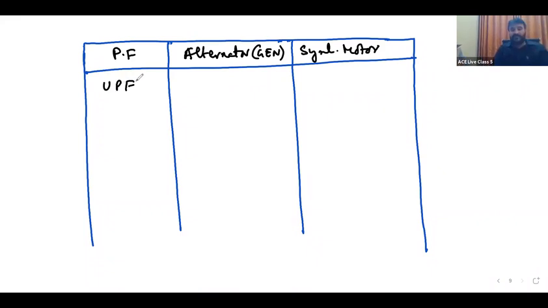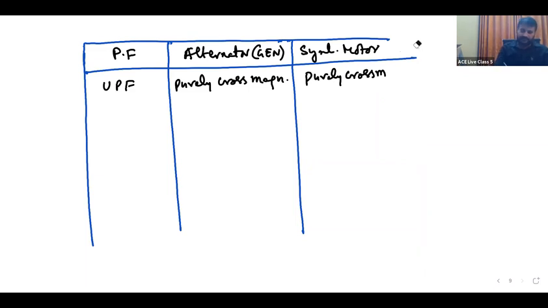For unity power factor, what is armature reaction? For alternator it is purely cross magnetization. Motor also purely cross magnetization. Quadrature, one is upwards, one may be downwards. Both are perpendicular. Here also purely cross magnetization.